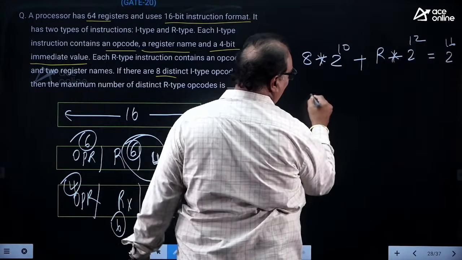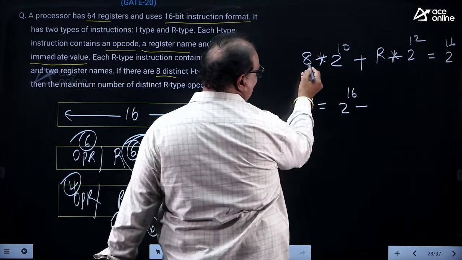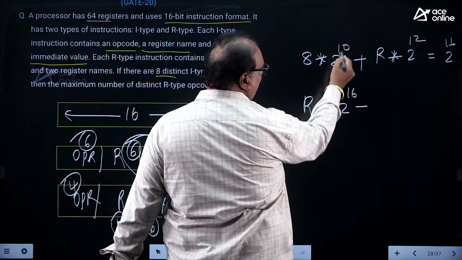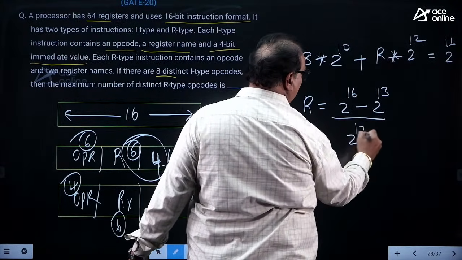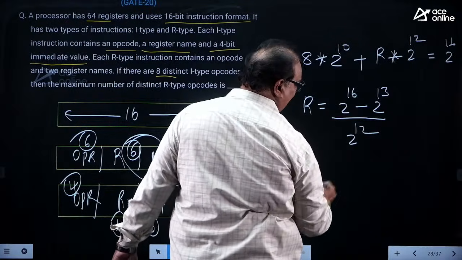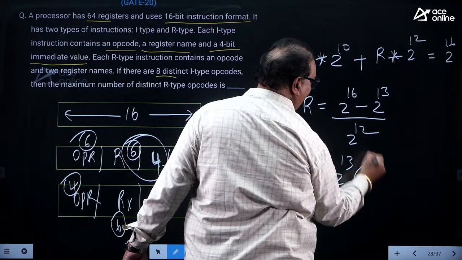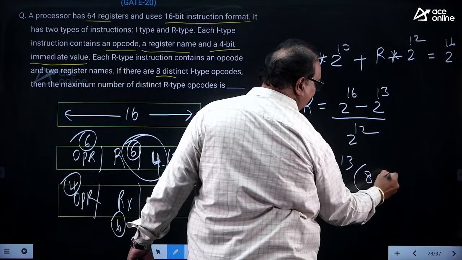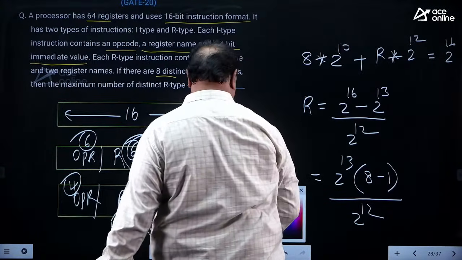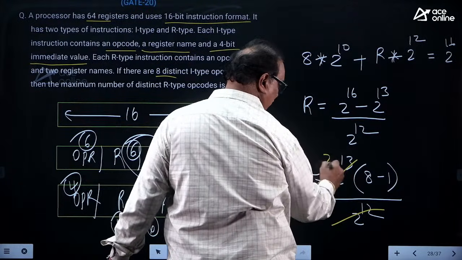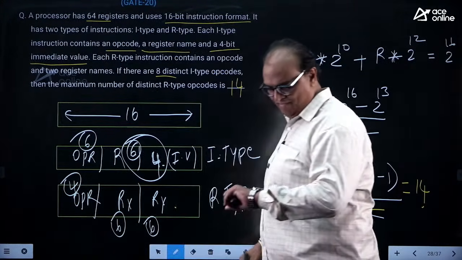So from this, R is nothing but 2 power 16 minus 8 into 2 power 10, which is 2 power 13, divided by 2 power 12. That is 2 power 3 minus 1, so 8 minus 1 divided by 2 power 12, which is nothing but 2 sevens are 14. So what is our answer here? 14.